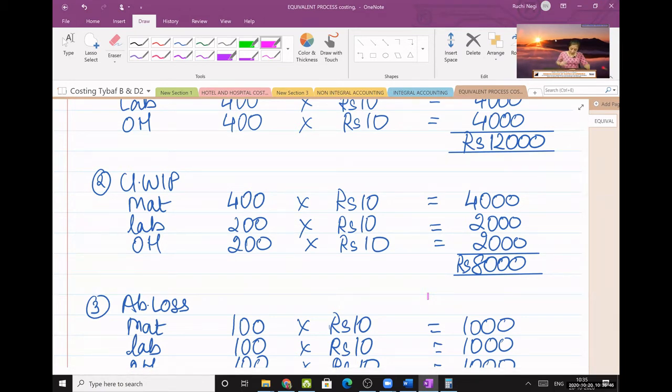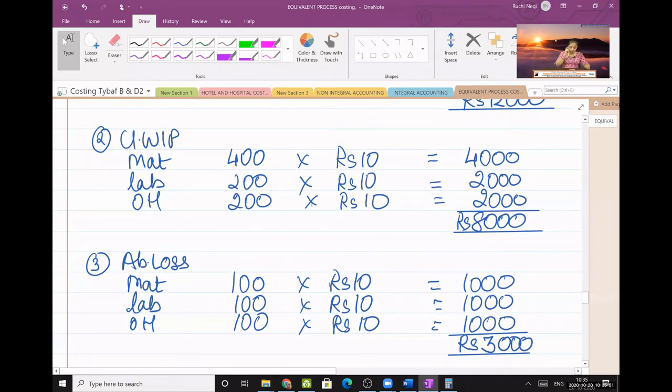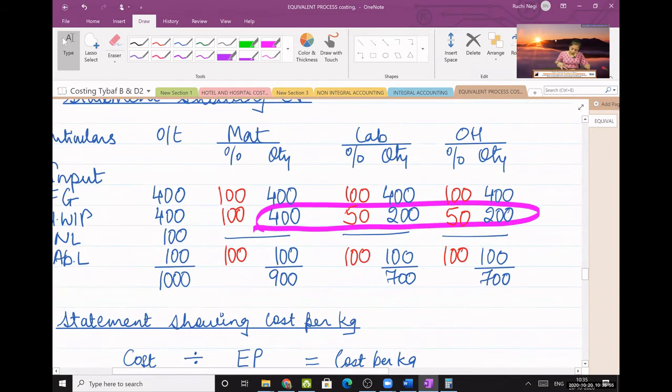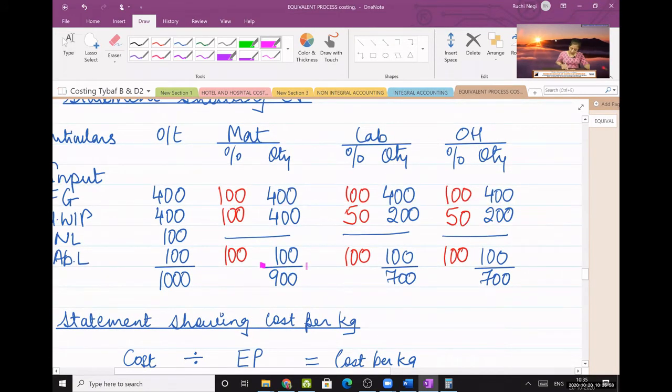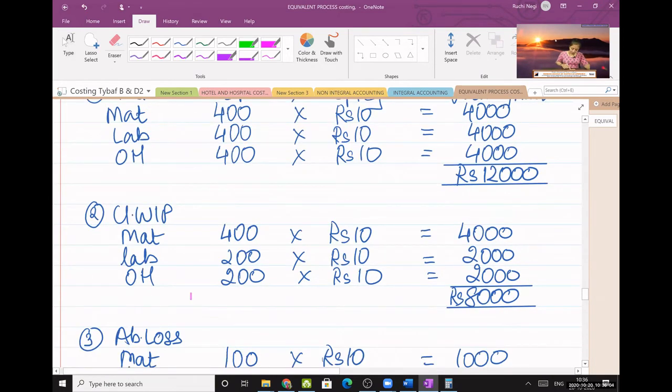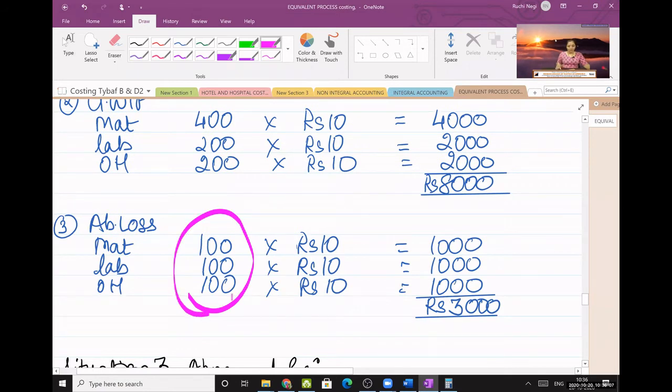Okay, similarly, the last one, abnormal loss. Same way, check the breakup of abnormal loss. It is 100, 100, 100. So write it here in step 3, 100, 100, 100, multiplied with the cost per kg, 10 respectively. 100 into 10 is 1,000, 1,000 each. Total it is 3,000.